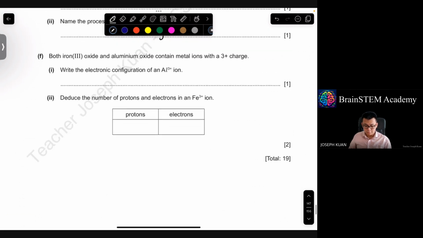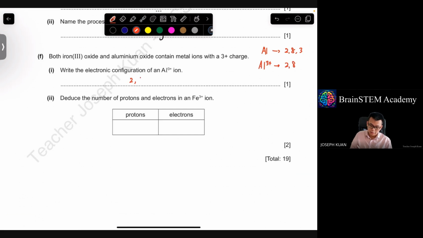Both iron 3 oxide and aluminium oxide contain metal ions with a 3 plus charge. Write the electronic configuration of an Al3+ ion. So aluminium, if you look at the periodic table, the atom has a 2,8,3 electronic configuration. Whereas if it turns to 3 plus, it donates 3 electrons, so making it 2,8. Then the number of protons and electrons in an iron 3 plus ion. This one you will have to look at the periodic table. It's element 26, so 26 protons. And because it's 3 plus, it has given out 3 electrons, making a remainder of 23 electrons.